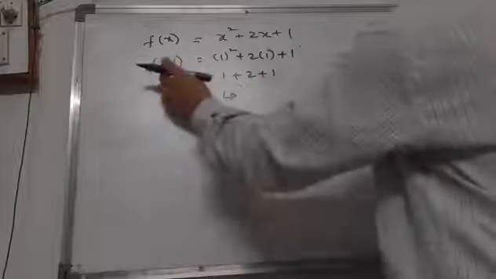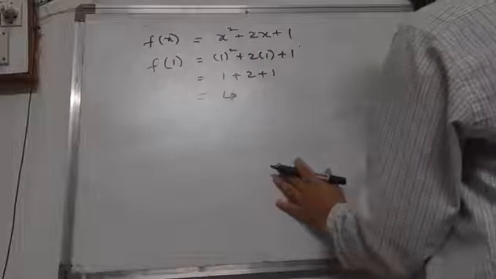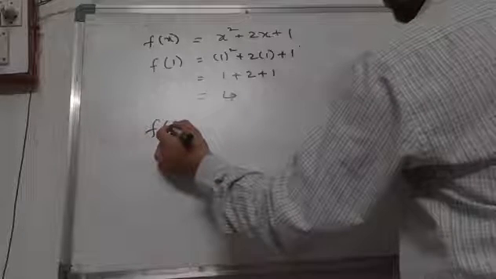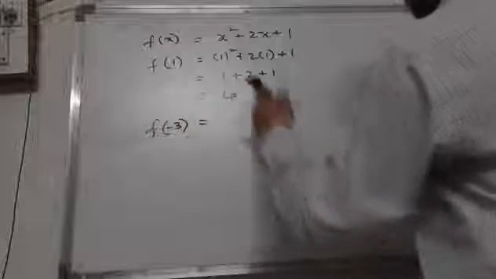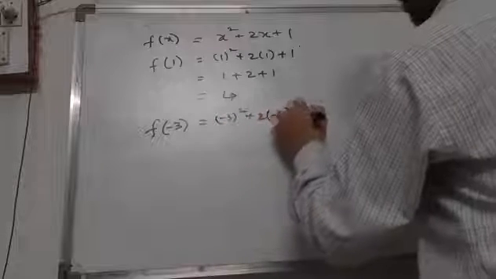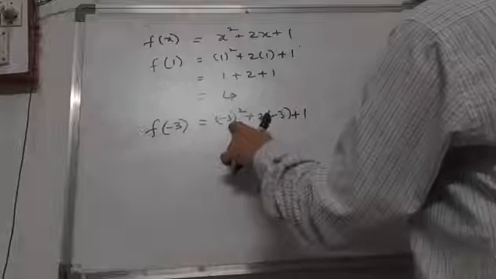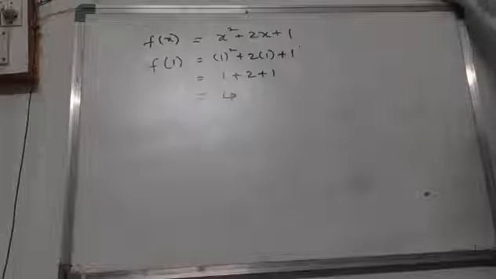Similarly, I want to choose some more value such that I should get a negative value. So suppose you take f of minus 3. You will get minus 3 whole square plus 2 into minus 3 plus 1, which is 9 minus 6 plus 1, and still you are getting a positive value only. So you should now choose a value that gives a negative result. What is that negative value?